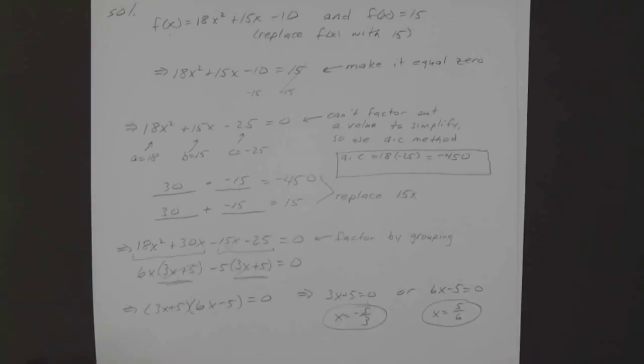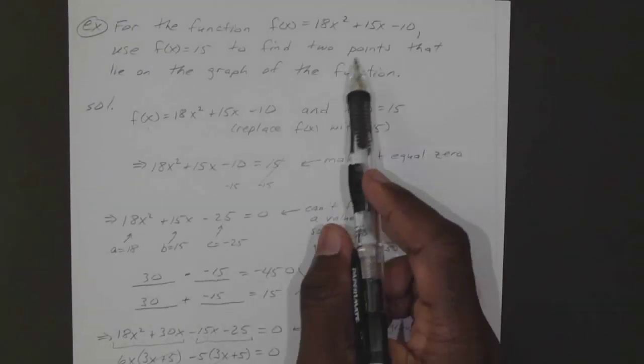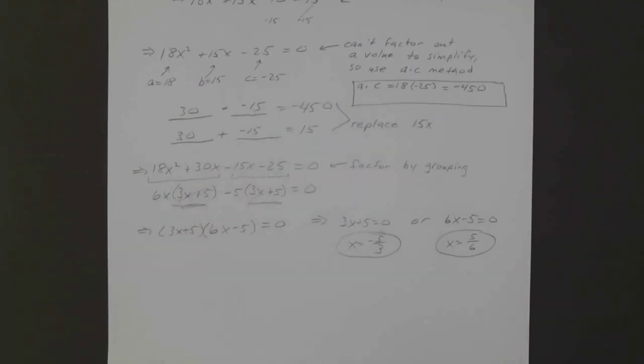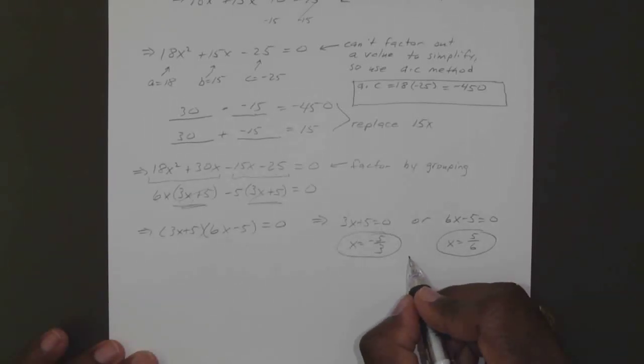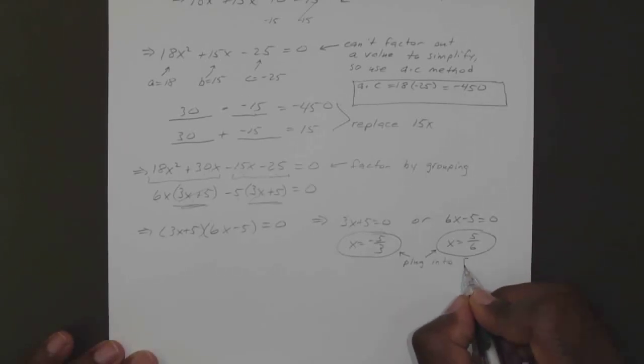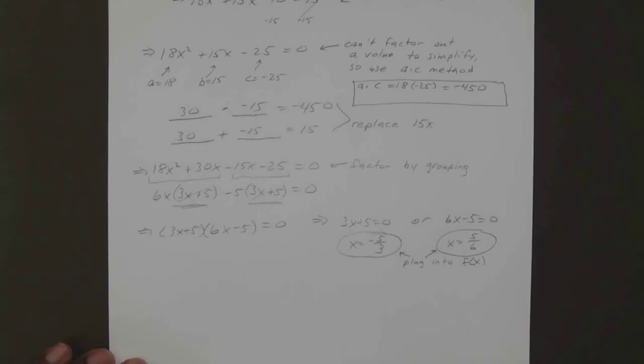Because we factored, but remember, they wanted us to find 2 points that lie on the graph. So we have our 2 x values, which means now if we plug those in, we'll have our 2 y values. So we'll have our 2 points on the graph. So plug into f of x.